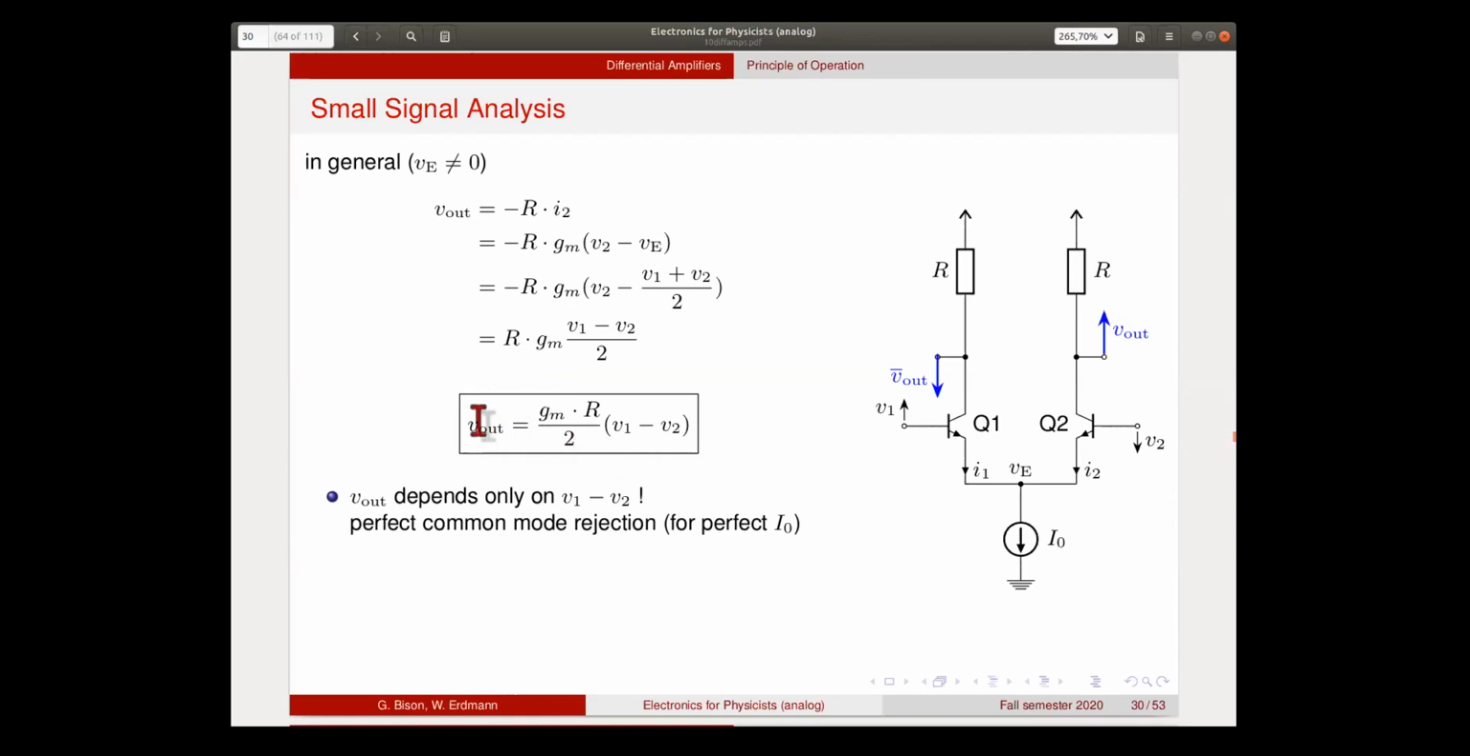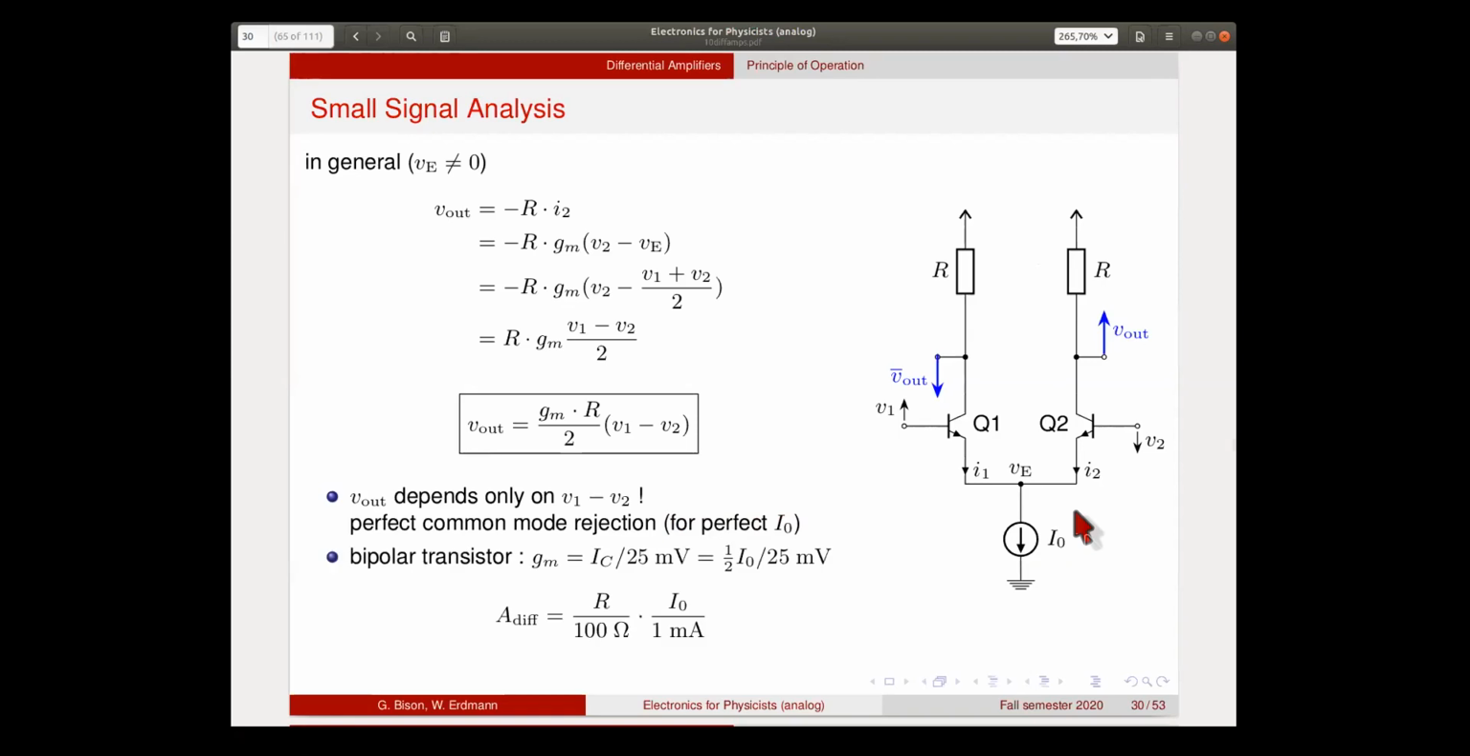And so the output is proportional to the difference V1 minus V2, which is just what we wanted for a differential amplifier. And this will be the gain. So GM times R over 2 is the voltage gain of a differential amplifier. And in this sense it is also a perfect amplifier, because it depends only on the difference. So there's no term here that contains the sum of the two. So we have perfect common mode rejection for this arrangement, but this is true only in case that this is actually a perfect current source.